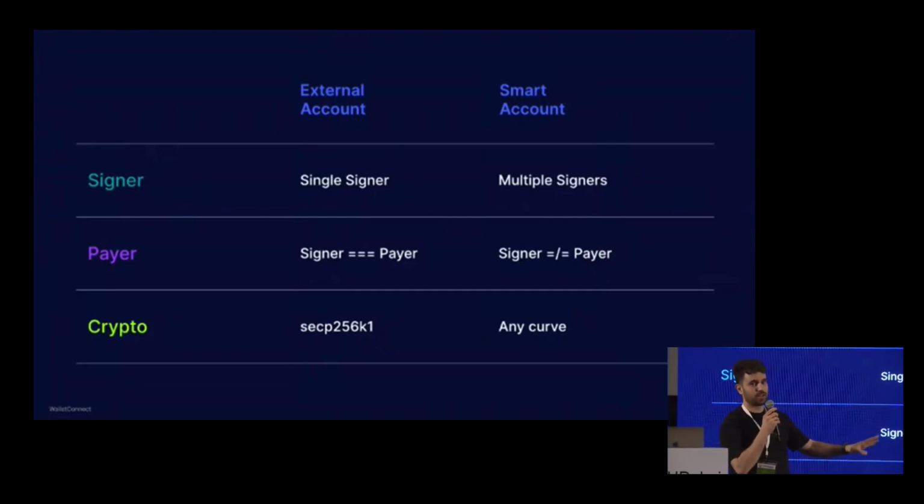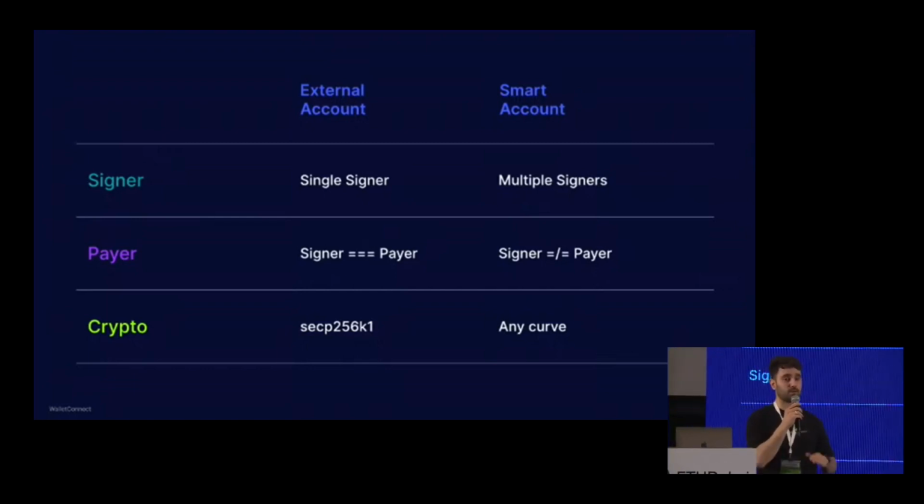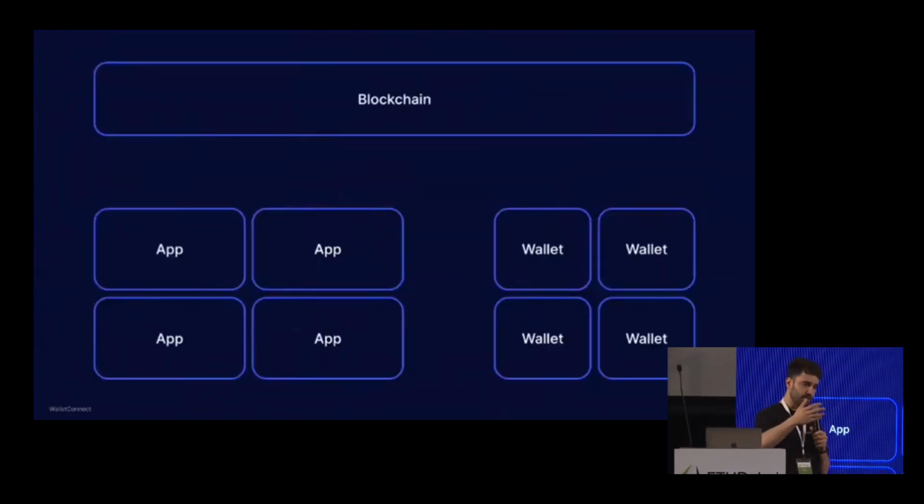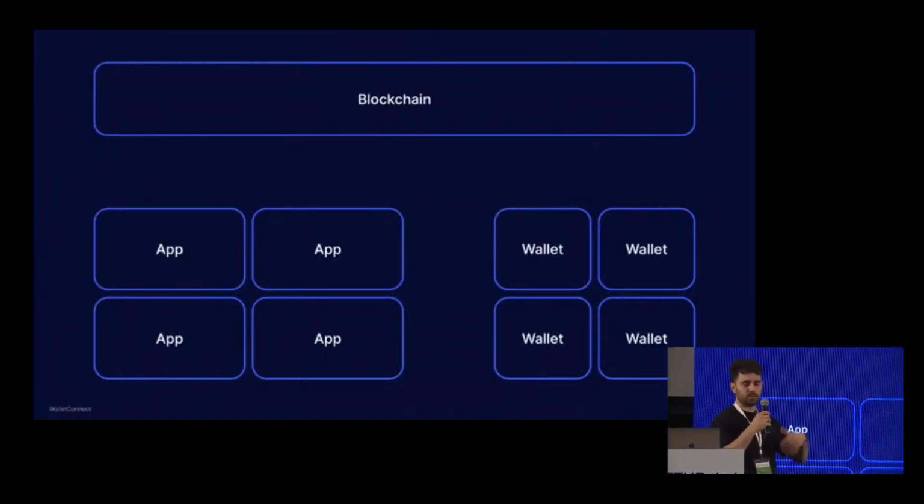And the other thing that smart accounts also make possible is that you can use any curve. Now you're not limited to the cryptography that Ethereum has decided to use, which is the same one as Bitcoin. You could actually use multiple cryptography curves, which makes it much easier for us to build better experiences for users.